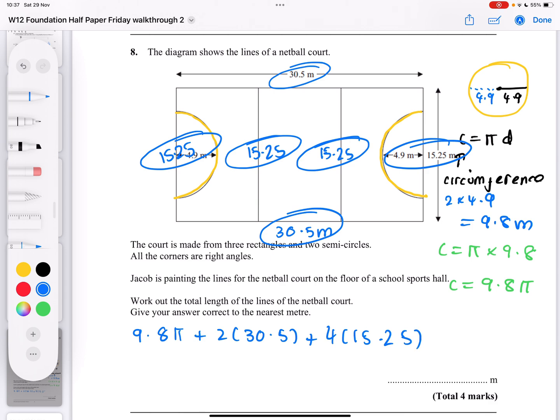I'm going to type that in on my calculator. 9.8 pi, add 2 30.5s, add 4 15.25s. That gives me a total length of 152.787608, and then we need to round it to the nearest metre. That 7 tells me to round up: 153 metres for 4 marks.